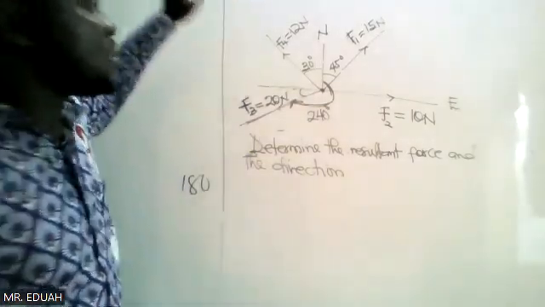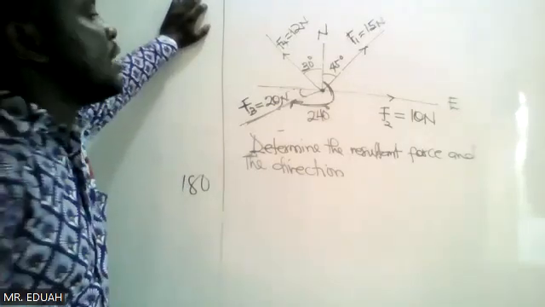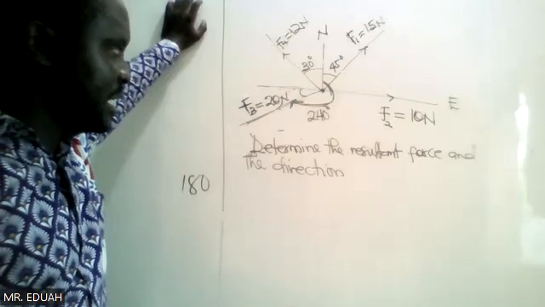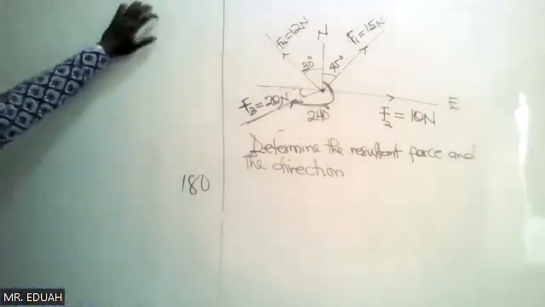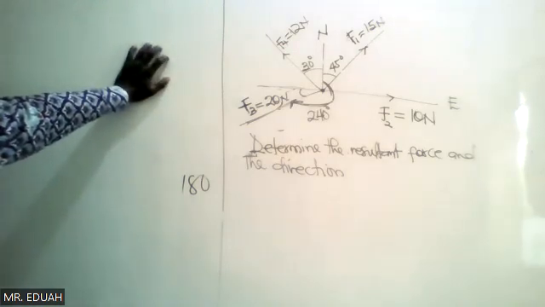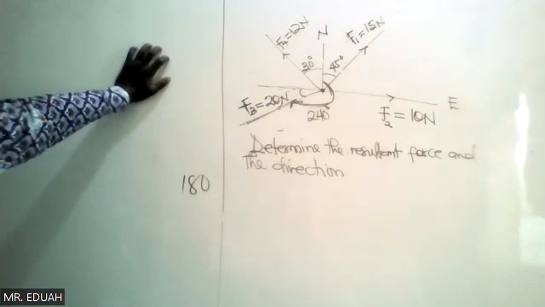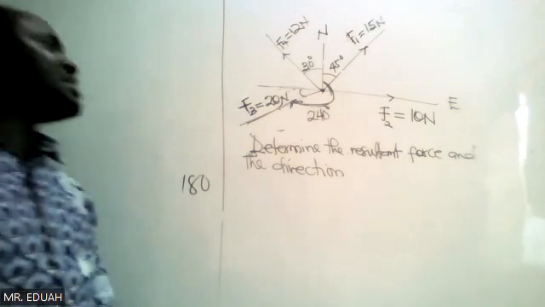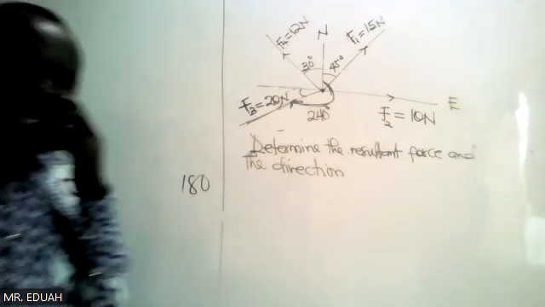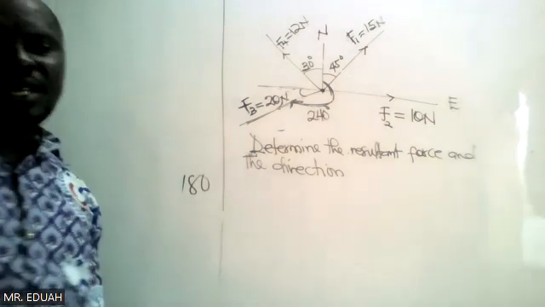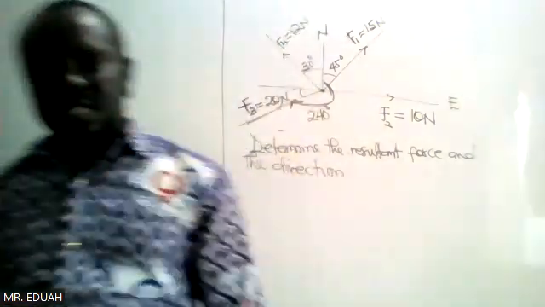Okay, so F1 is 15 Newton, acting at 45 degrees from the north. F2, 10 Newton, due east. F3, 20 Newton, acting at an angle of 240 degrees from the north. Then F4, 12 Newton, acting at an angle of 30 degrees from the north in an anti-clockwise direction. So we are to determine the resultant.